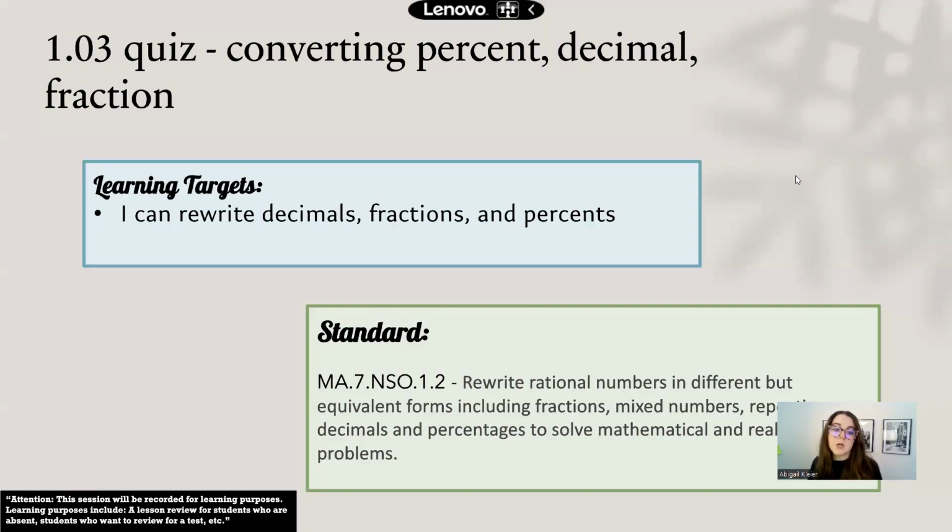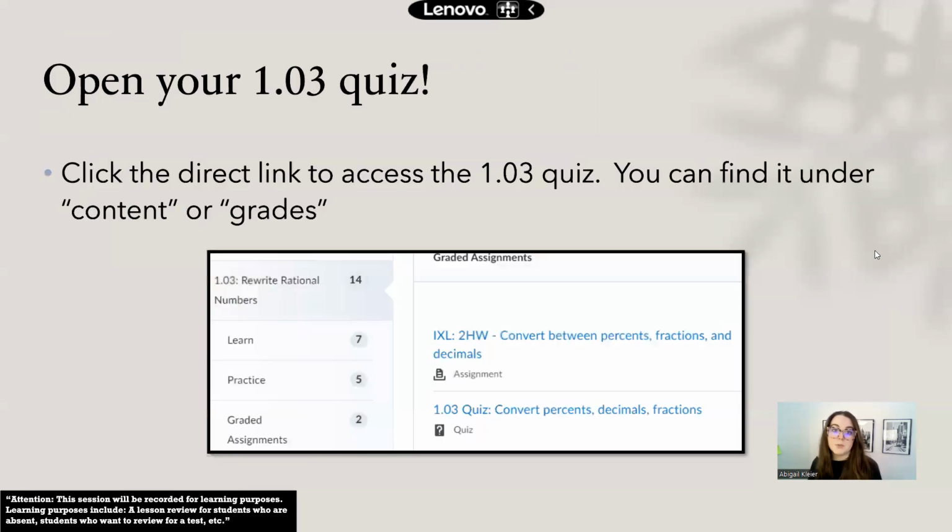On this quiz, we are covering the standard NSO 1.2, which is rewriting numbers. So we are going back and forth between mixed numbers, fractions, decimals, and percentages in order to solve real world problems.